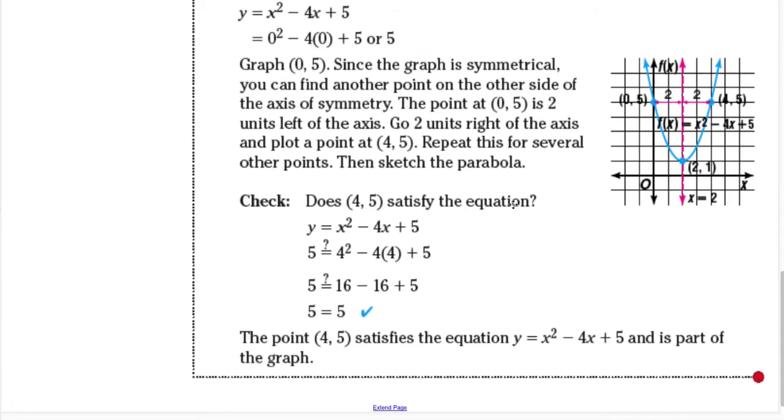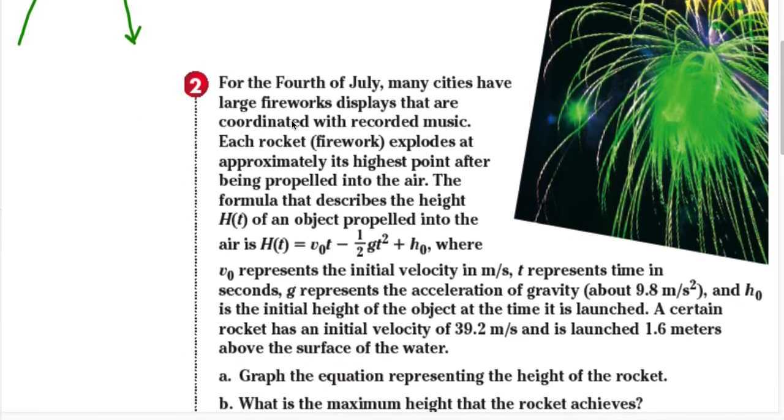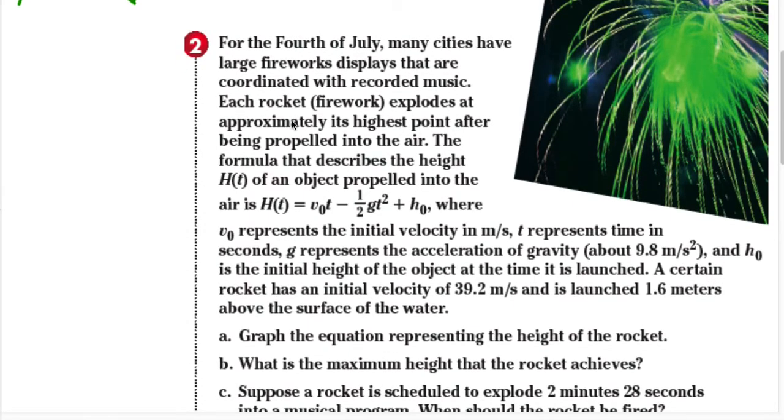Let's take a look at example number 2. In example number 2, the graph of the equation describing the height of an object propelled into the air can be an example of a quadratic function because gravity overtakes the initial force and the object falls back to Earth. Basically what it's saying is this: if you shoot something into the air, it goes up and then eventually it goes down. That is a good example of a parabola. For the 4th of July, many cities have large fireworks displays that are coordinated with recorded music. Each rocket or firework explodes at approximately its highest point after being propelled into the air.